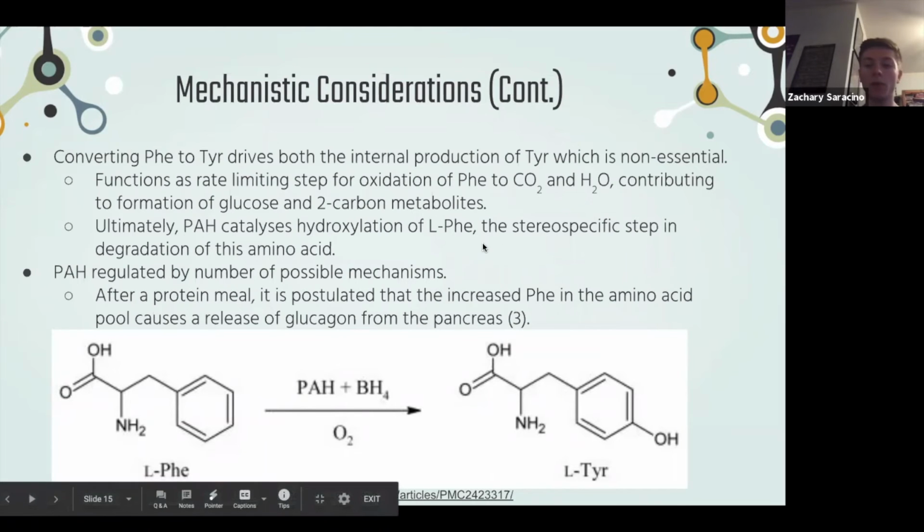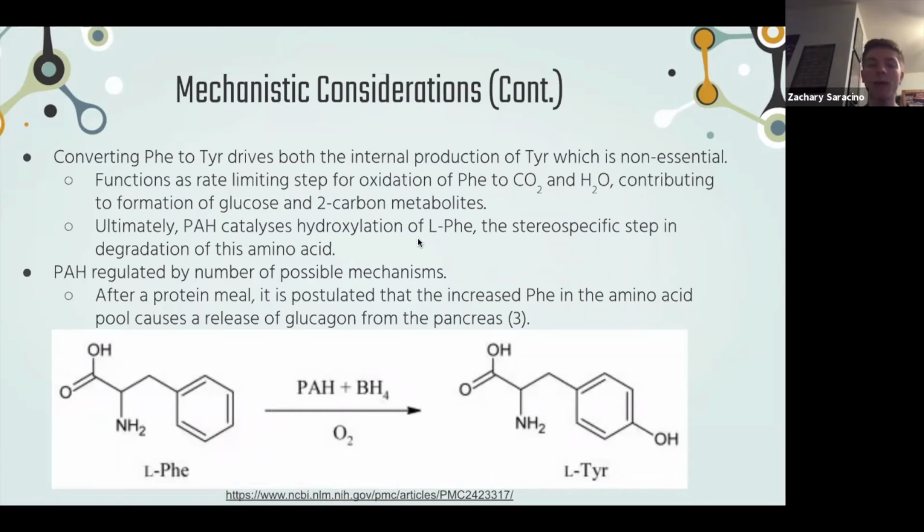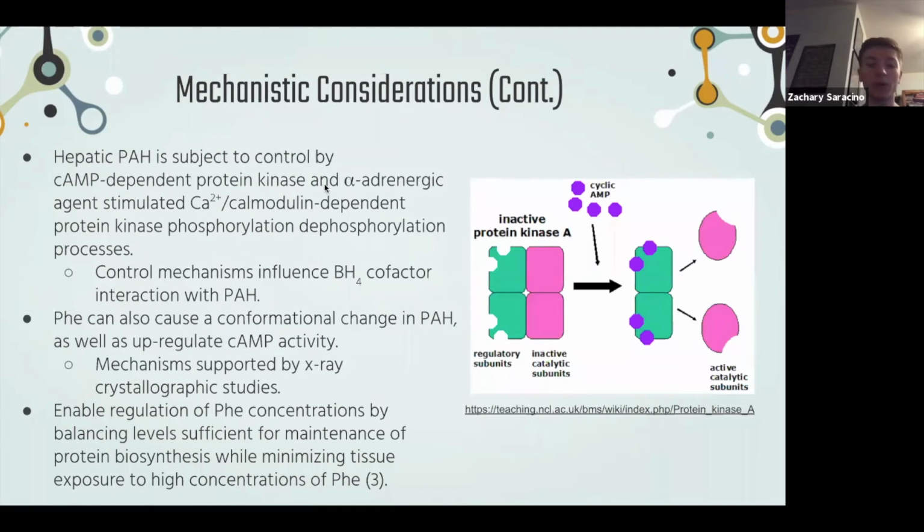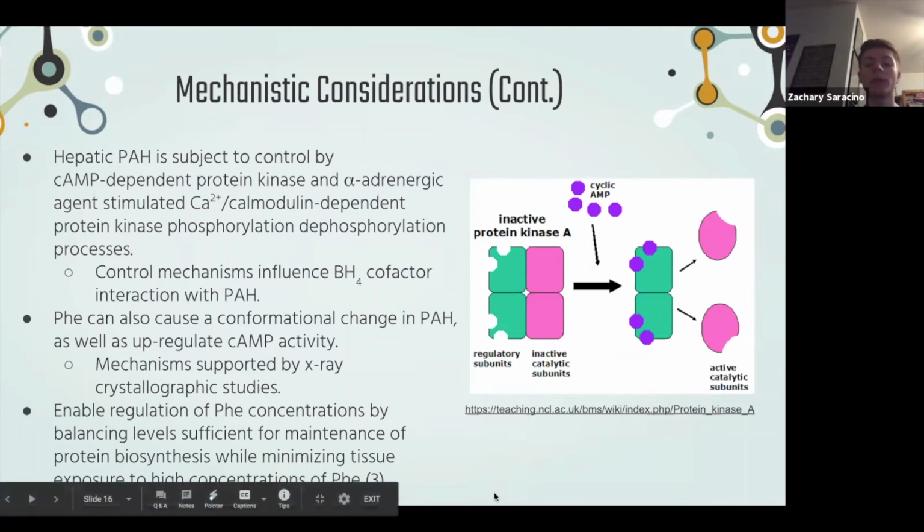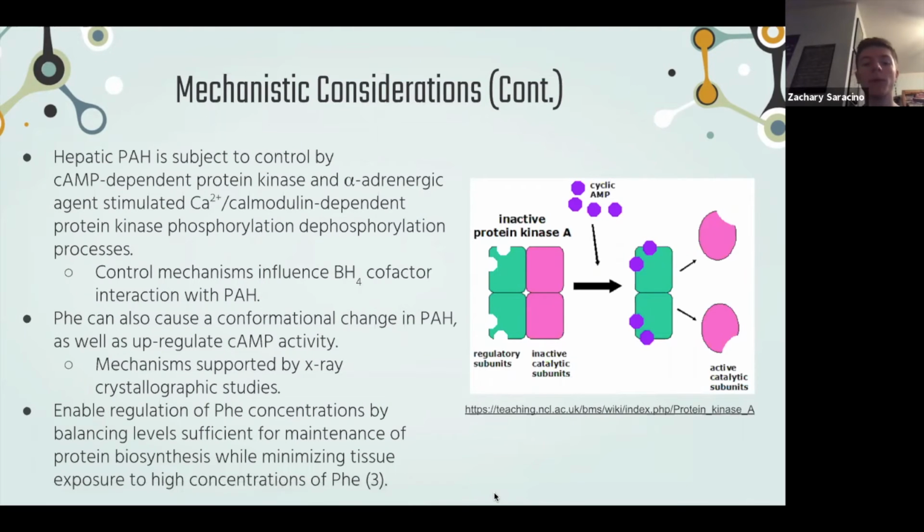And also further mechanisms state that after a protein meal, when you ingest the phenylalanine, it causes a release of glucagon from the pancreas. And there's a ton of other steps that happen, but the important thing to take away is that this is regulated by protein kinases and a phosphorylation cascade involving the secondary messenger cyclic AMP. And this is ultimately going to influence BH4 binding with PAH and will enhance the activity.